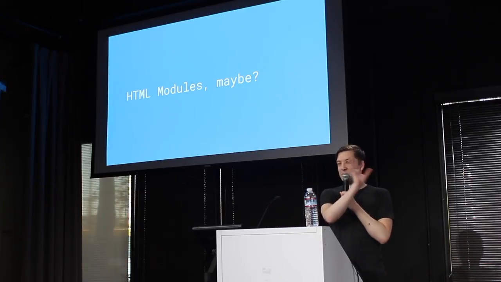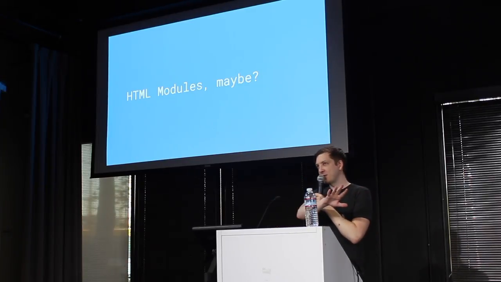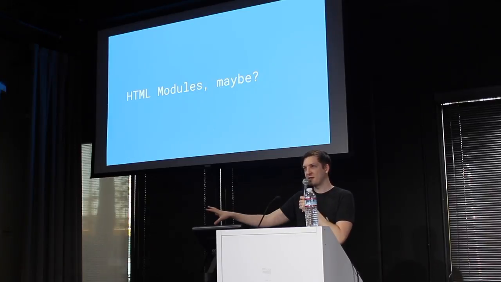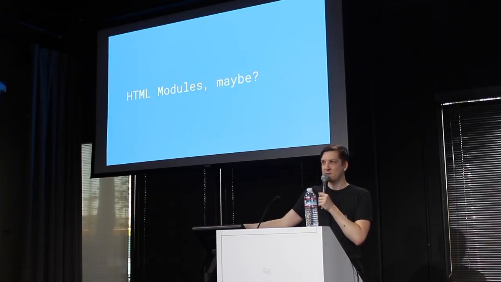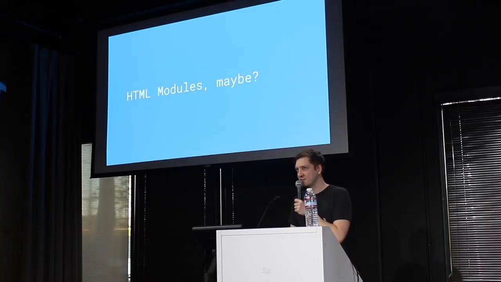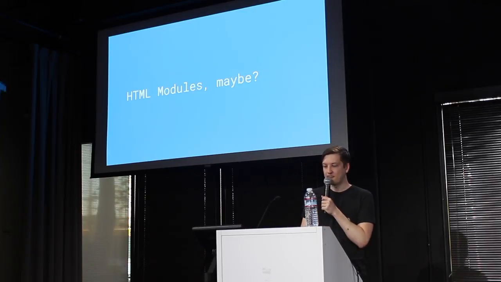So you could still have the declarative version in markup, but under the hood, it would just be using the module loader. The same thing that loads your JavaScript would also be able to load HTML documents, which would be wonderful for templating and things like that.